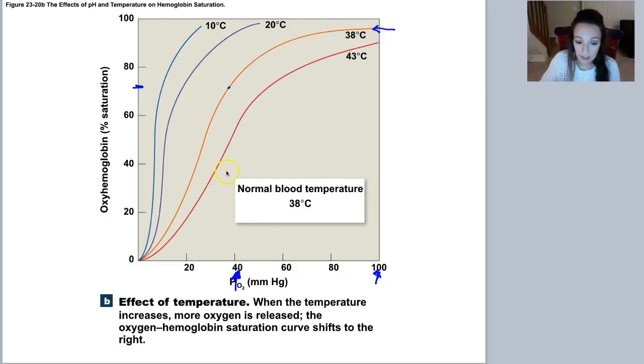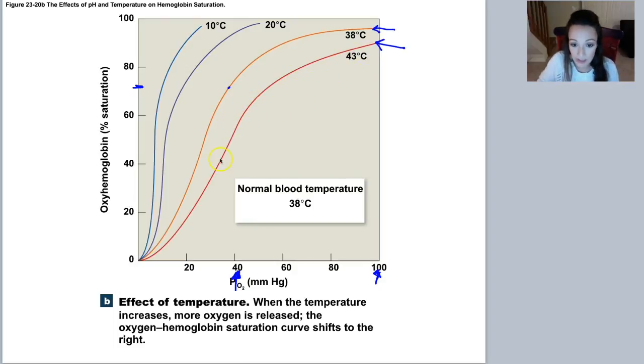So now let's just see if we increase our body temperature. Now our body temperature wouldn't increase this much, but we can see that there's a trend that our curve would move over to the right. We would see a right shift to the curve if we have a higher body temperature.